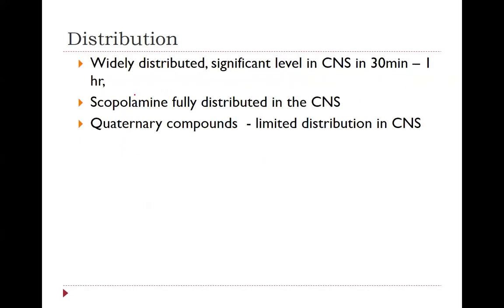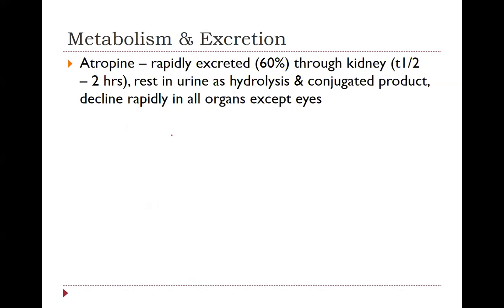Now, again, this property further determines their distribution. This distribution could be, again, depending upon whether it is lipid soluble or non-lipid soluble. A lipid soluble compound is widely distributed and can produce a CNS effect in 30 minutes to 1 hour. Scopolamine is another compound that is totally distributed to the CNS, whereas quaternary compounds which have limited lipid solubility have limited distribution in the CNS.